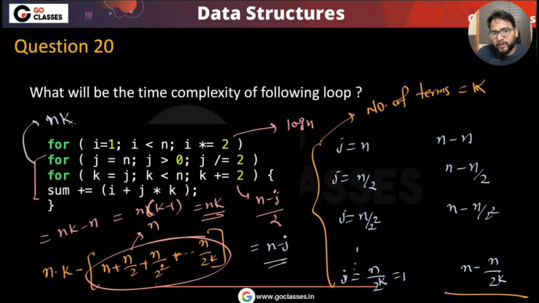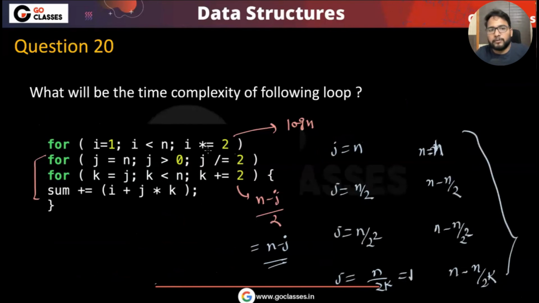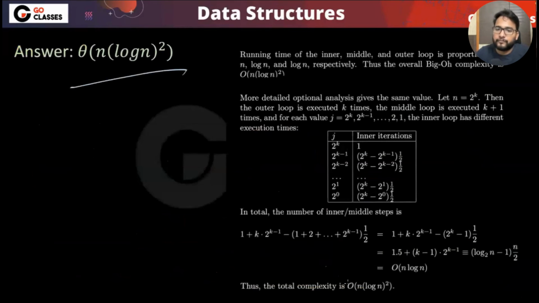But can you answer in terms of k? No, right? You need to put the k in terms of n. So it is n log n. Yes, and then you need to multiply by the log n. So basically this is just the answer for these 2 loops. Then you multiply by the log n, and n log n square will be the final answer, right?